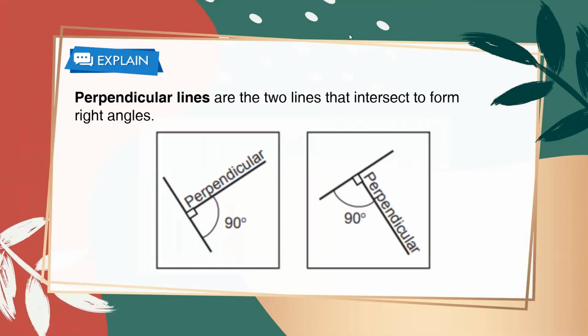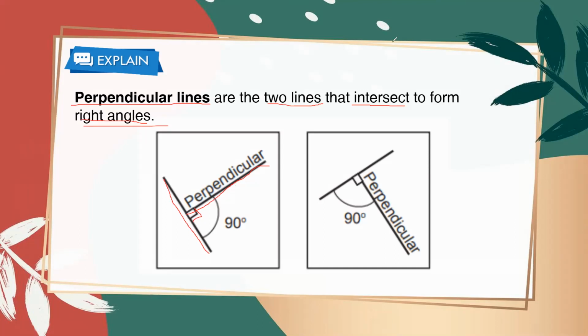Perpendicular lines. There are two lines, okay? Two lines that intersect to form a right angle. For example, let's see this illustration. This is the first line and the second line. They are intersecting with each other. They intersect and they form a right angle. This one. So it is a perpendicular lines.